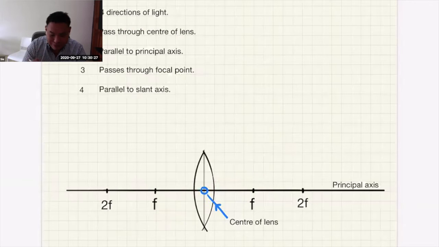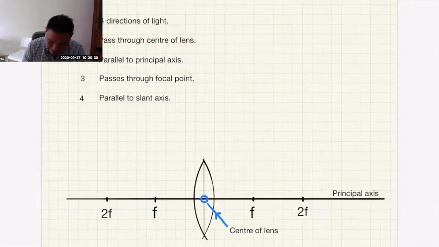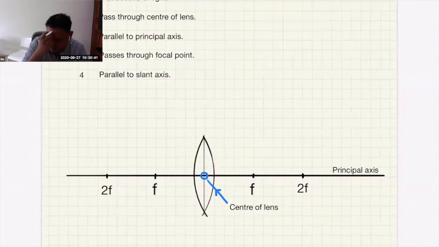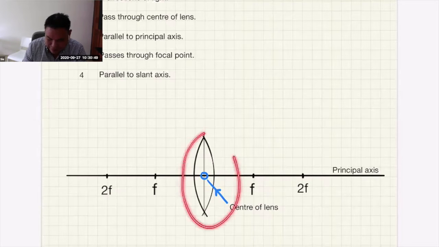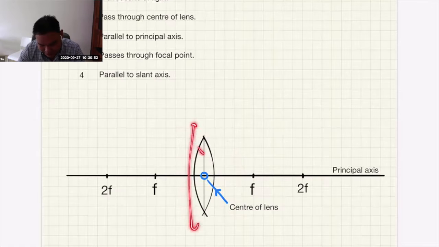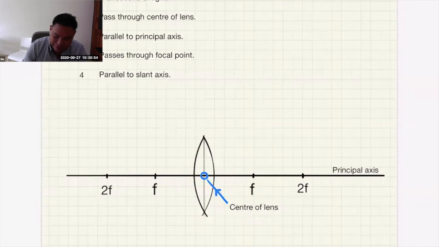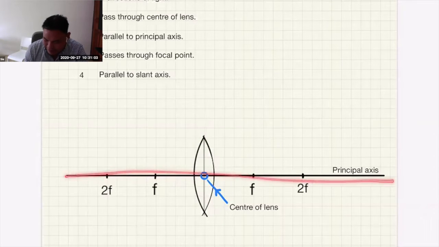But first of all, we must know what is meant by center of lens and principal axis and focal point. When you were asked to draw the light that passes through lens, you must draw these things. You must draw the lens itself. Usually you draw it vertical like this. And you must draw center of lens at the center. Then you must draw a principal axis that is perpendicular to the lens itself.